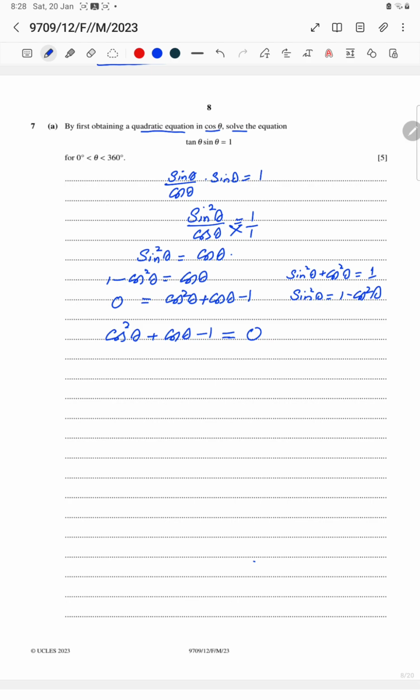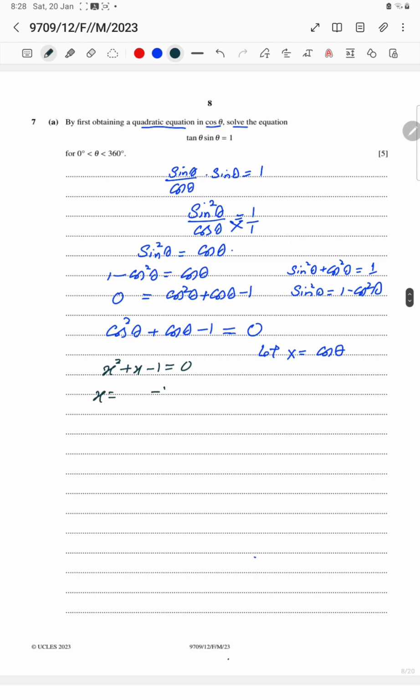Now we have to solve it. So you can say let x equal to cos theta. So this becomes a quadratic equation, x square plus x minus 1 equal to 0. So here you can see, by applying the quadratic formula with the calculator, you will get x equal to minus b plus minus root of b square minus 4ac, over 2 times 1, where this is a, this is b, the coefficient of x, and constant c.